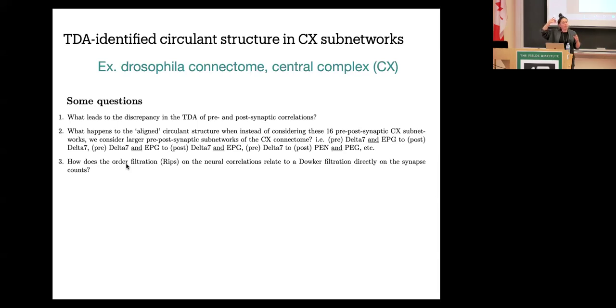Right now I'm taking a single presynaptic population and a single postsynaptic population. If I were to combine subpopulations and say what's happening from EPG and delta 7 to EPG and delta 7, I lose the TDA signature of circulant structure. And I want to understand that better.